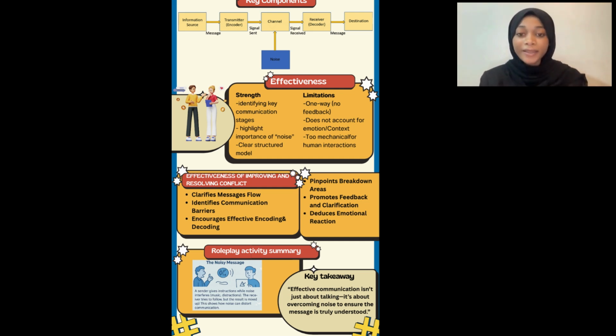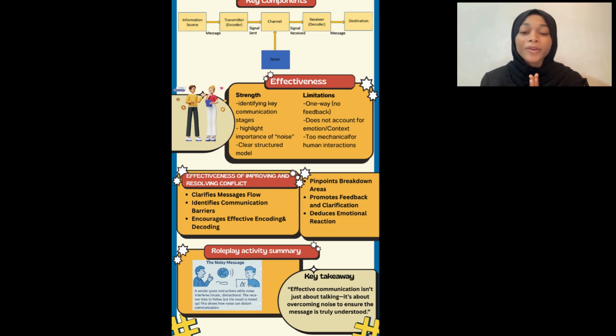So these real life situations show that communication is not just about talking, it's about making sure your message is clear, that there's as little noise as possible, and that the other person can respond and ask questions. And that's what helps us avoid mistakes and build better understanding.